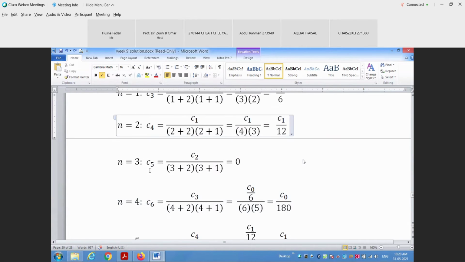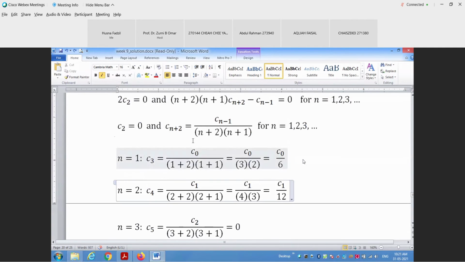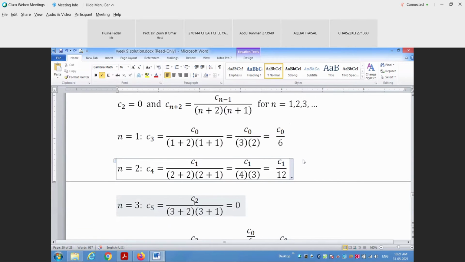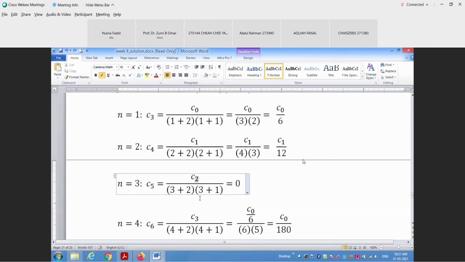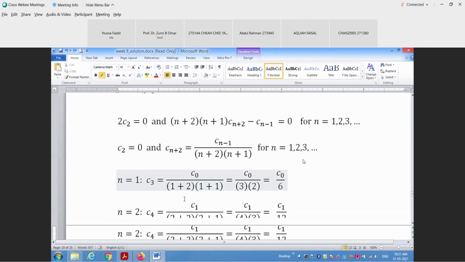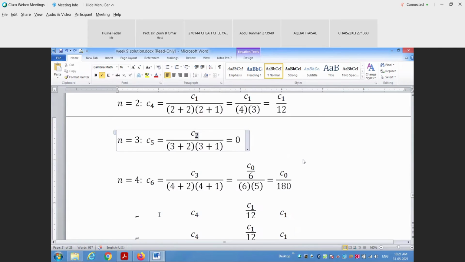Okay, for n equal to 3, Cn minus 1 will be C3 minus 1 will be C2, and then 3 plus 2 times 3 plus 1. Okay, now you have C2 over what? Over 20. But you know that C2 equal to 0. So this term is equal to 0 because C2 is equal to 0. Okay, from here C2 is equal to 0, so now C5 equal to 0.